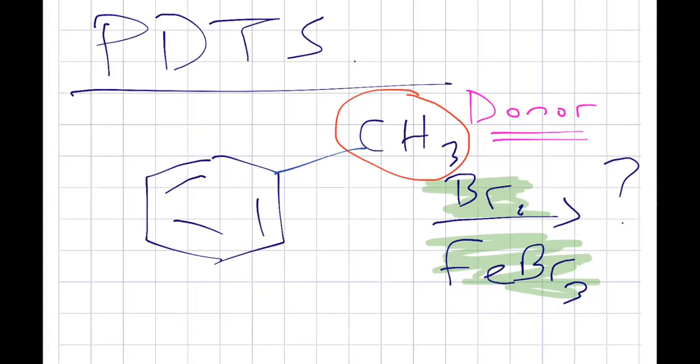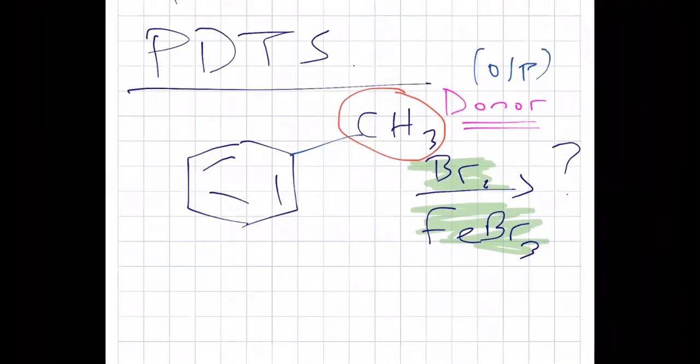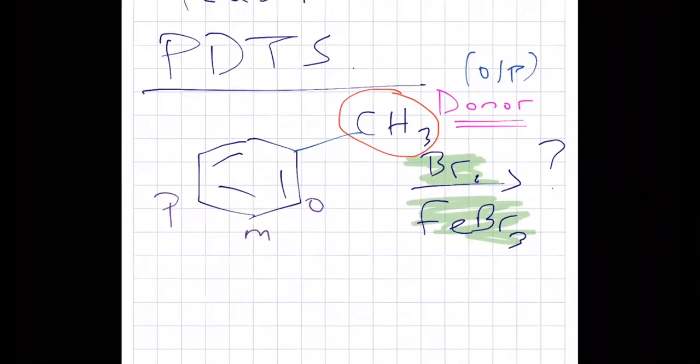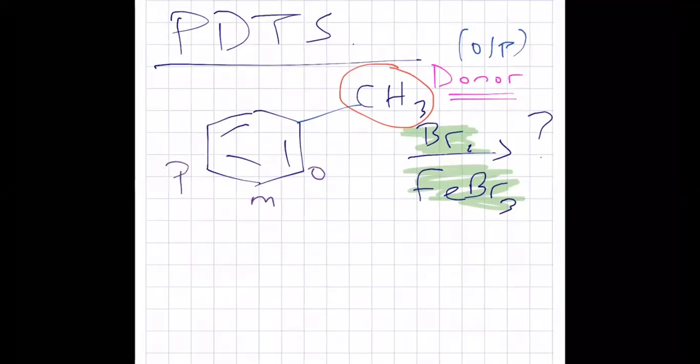So that means what? What kind of director is it? It's an ortho-para director, right? Is that right? Yes. Mm-hmm. So where's bromine going to end up in the products? This is ortho right here. This is meta, and that's para. So you're going to get 2 products. One of them is going to be the ortho product.